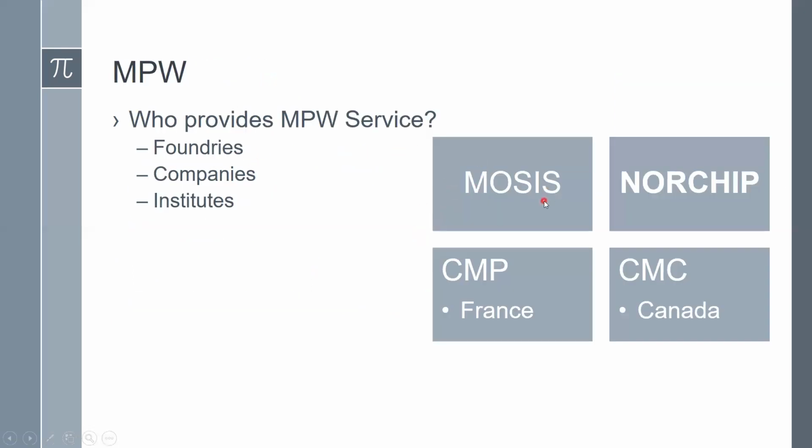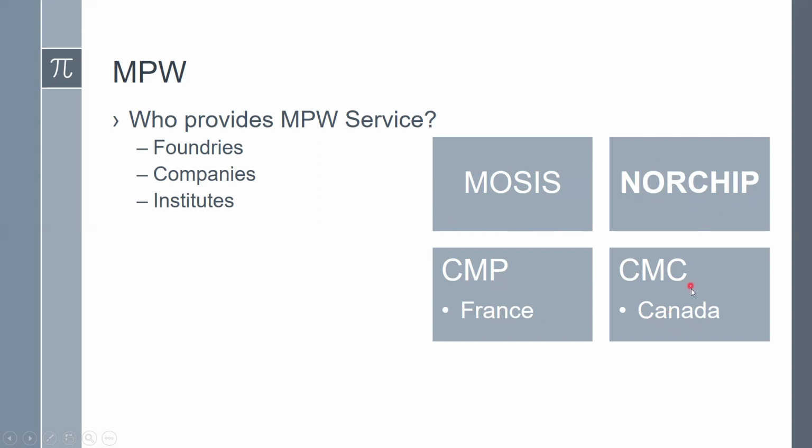So who provides such service? Like I said, MOSIS is from the United States. It's quite an old foundation, and there is this service. So mainly MPW service is provided by manufacturers such as foundries. Then there are companies and institutes as well. Here Norchip, that's from the Nordic countries: Sweden, Denmark, Finland, and one more country from the Nordic region in the European Union. Here CMP from France, CMC from Canada.